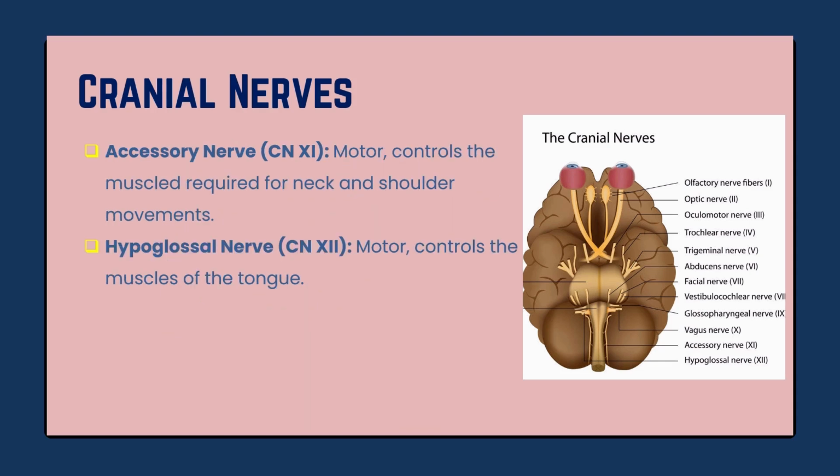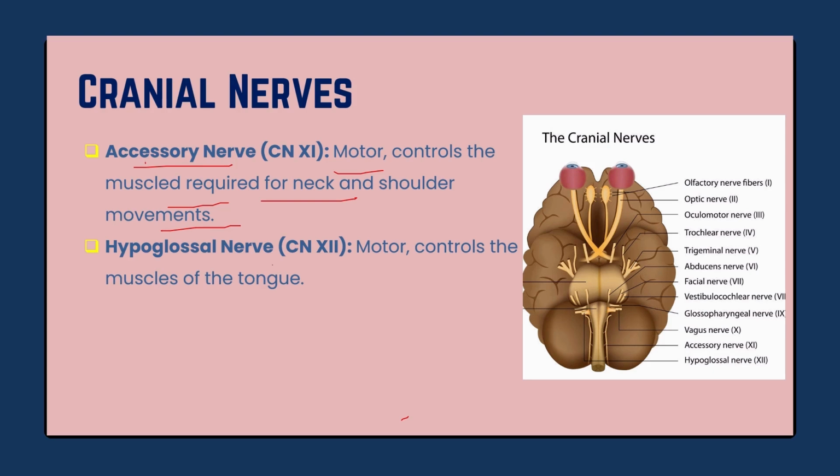Okay. Next we have cranial nerve number 11, which is also called accessory nerve. Accessory nerve is motor in function. It controls the muscles required for the neck and shoulder movements. So these are the nerves which help you move your neck and shoulder. So this is motor in function.